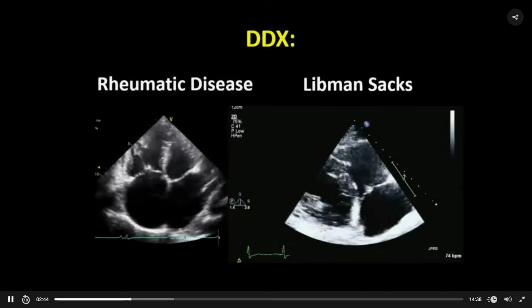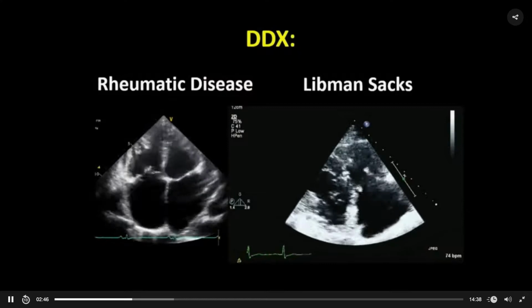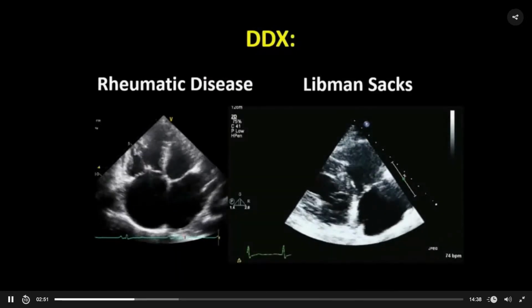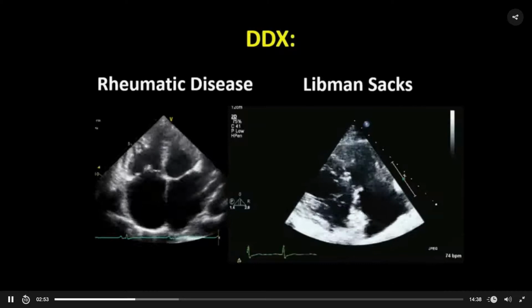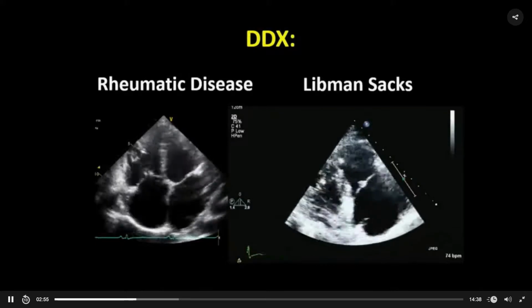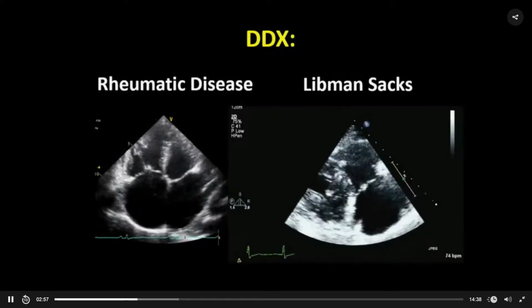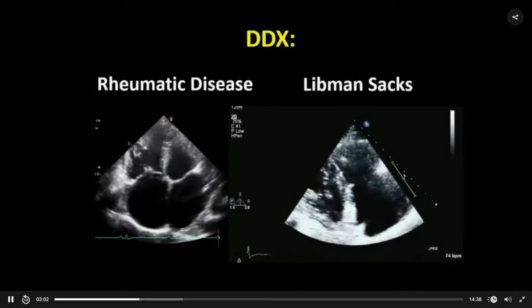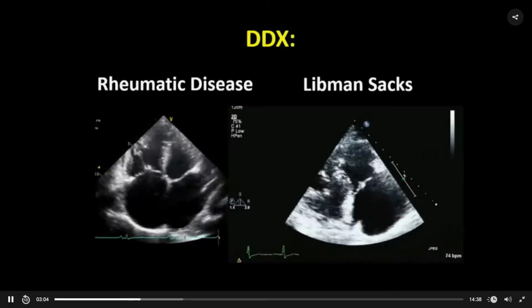So there are a couple of disease processes that carcinoid may be confused with. One of them is rheumatic heart disease. You can see the image on the left. The tricuspid valve leaflets are thickened again, particularly the leaflet tips, and they're also retracted. There's malcoaptation, and certainly there can be tricuspid stenosis with rheumatic disease.